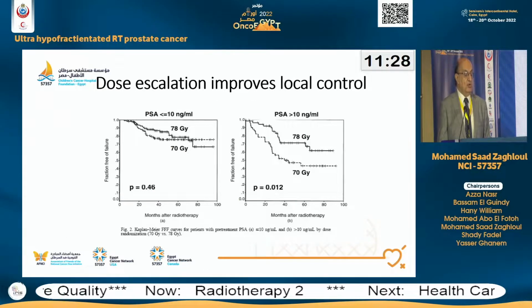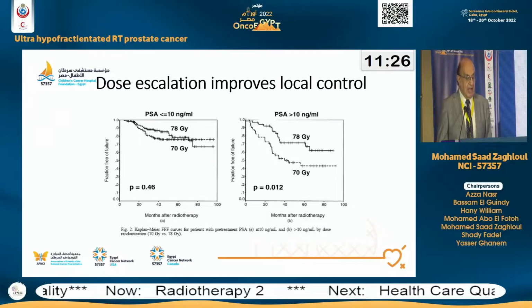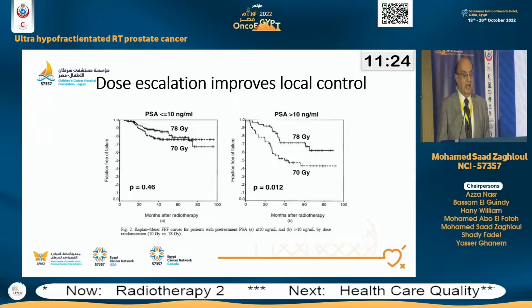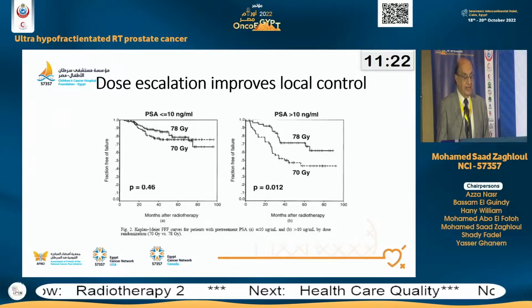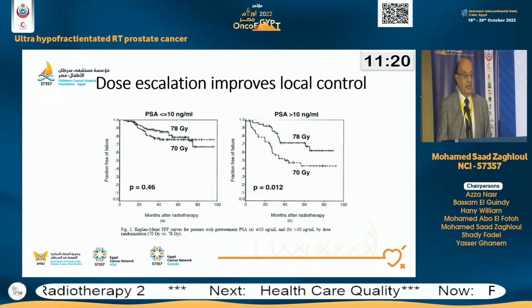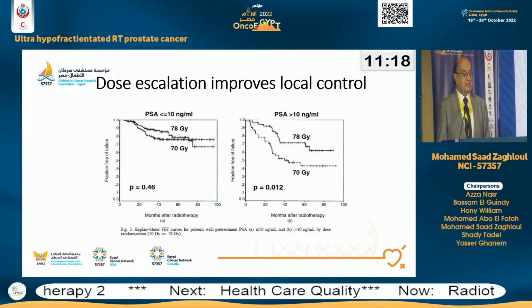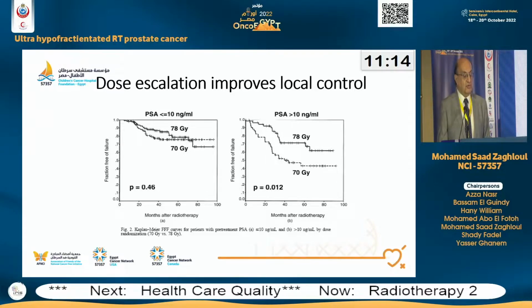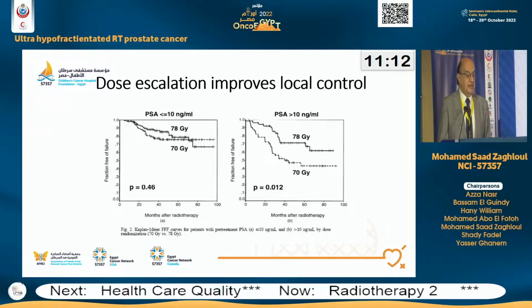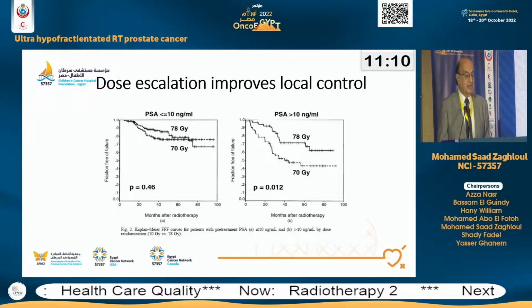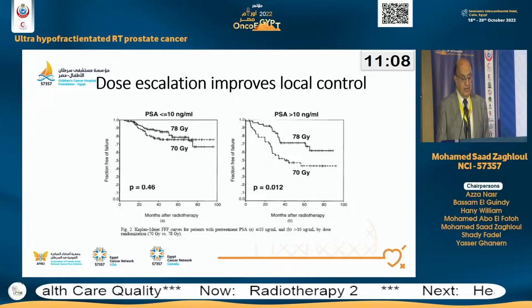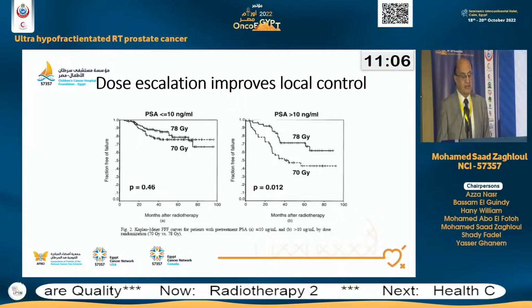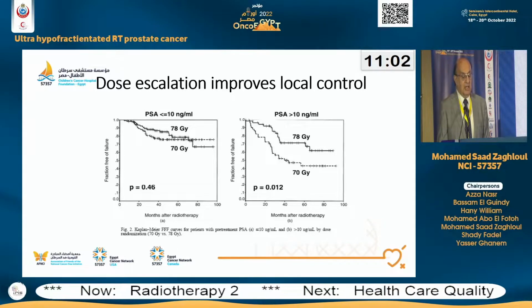The dose has to be very high, reaching up to 80 gray. You can see here from these two graphs that for the intermediate risk, 78 gray is much better than 70 gray, while in the high risk, 78 gray is also much better than the 70 gray dose to the prostate.